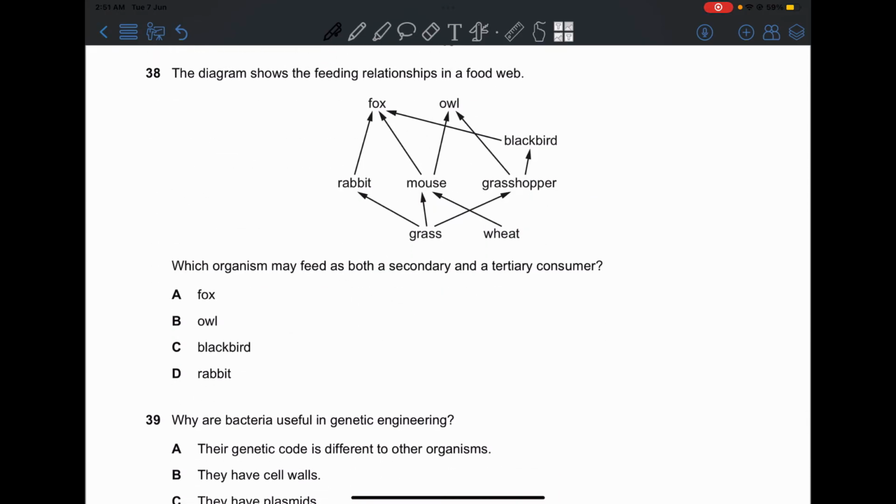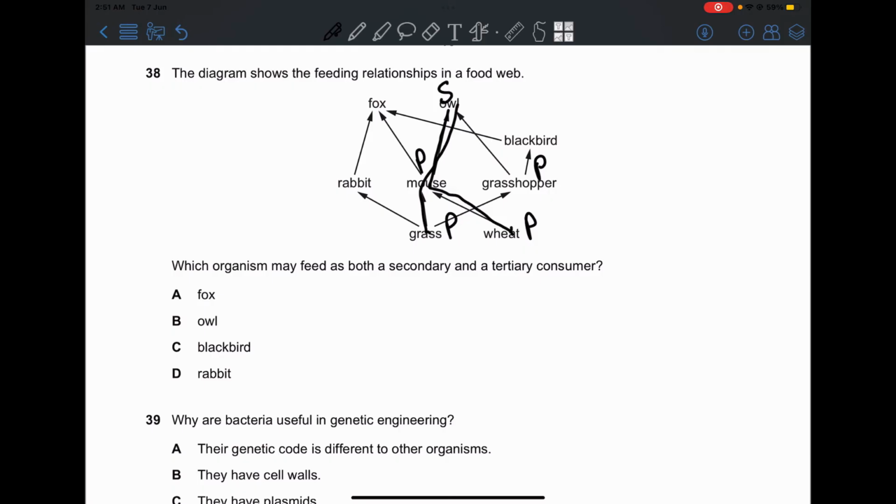38. The diagram shows the feeding relationships in a food web. Which organism may feed as both secondary and tertiary consumer? Now in this question I'm going to be labeling all of the animals over here. Now we know that the grass and wheat are going to be producers. This is going to be a primary consumer, and then the owl is going to be a secondary consumer if we're going like that. Now a wheat, and then it goes to the mouse, and then the owl is still a secondary consumer.